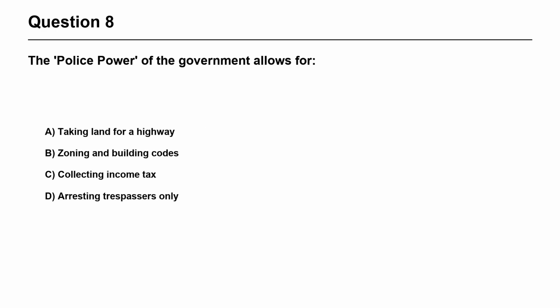Question 8. The police power of the government allows for A, taking land for a highway. B, zoning and building codes. C, collecting income tax. Or D, arresting trespassers only. The correct answer is B, zoning and building codes. Police power is the authority to regulate for the public health, safety, and welfare.